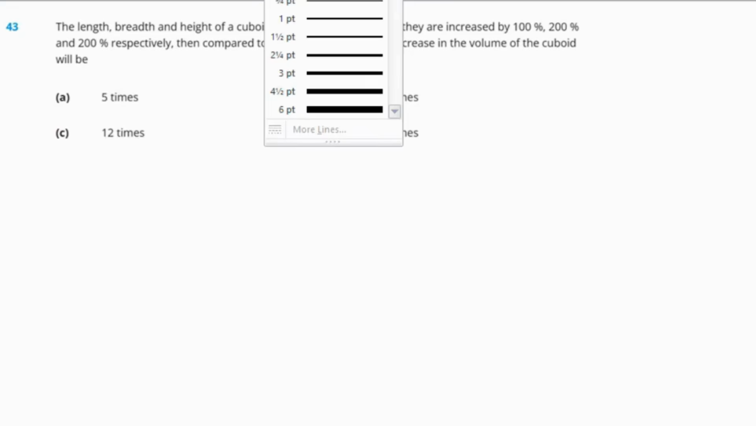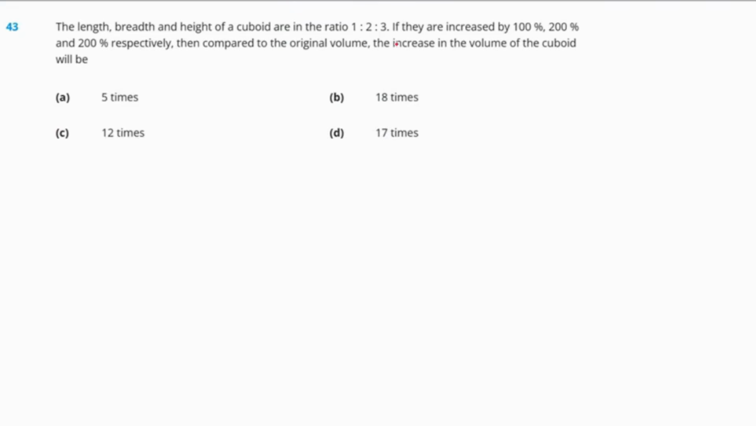Next is, the length, breadth, and height of a cuboid are in the ratio 1:2:3. If they are increased by 100%, 200%, and 200% respectively, then compared to the original volume, the increase in the volume of the cuboid will be. Okay, how much volume is going to be increased? That is what the question is asking for. Okay, so that is very simple only.